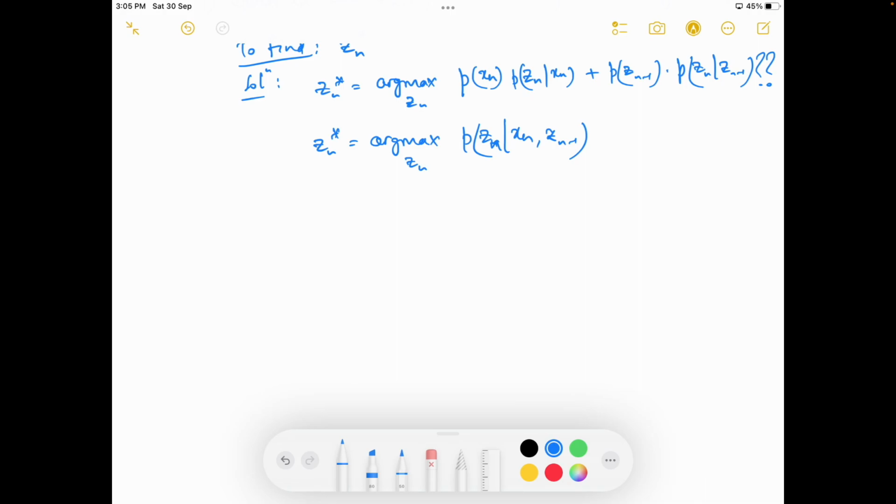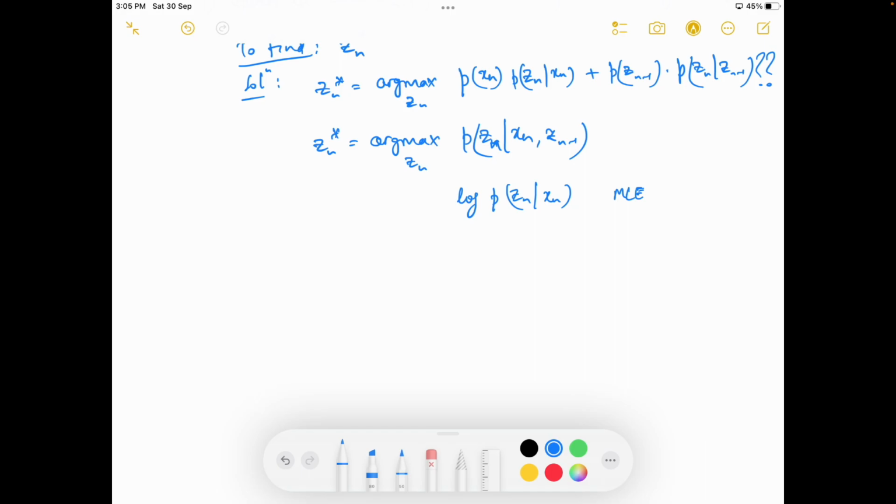Okay. Log of P of Zn upon Xn. What is this? This is MLE. And what is MAP? What is posterior?